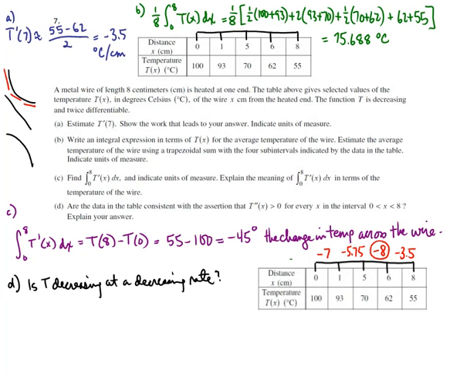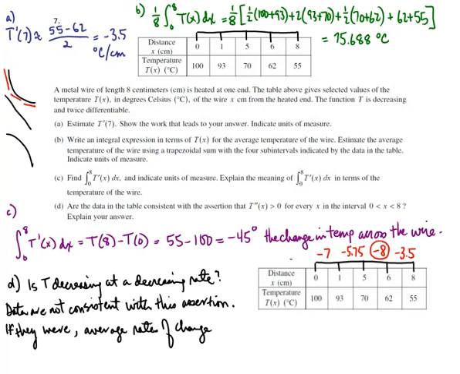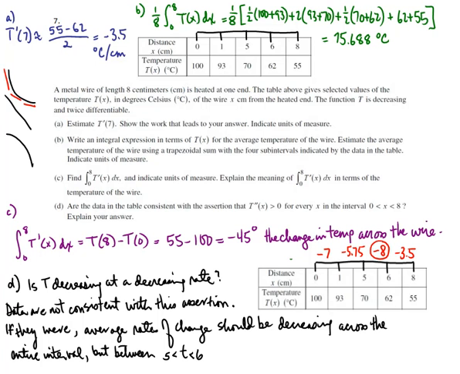And now we need to explain that and put that down in words. Data are not consistent with this assertion. If they were, the average rates of change should be decreasing across the entire interval, but between time t equals 5 and t equals 6, the average rate of change increases. And that should be sufficient to prove the point there. So that does it for problem number 7.